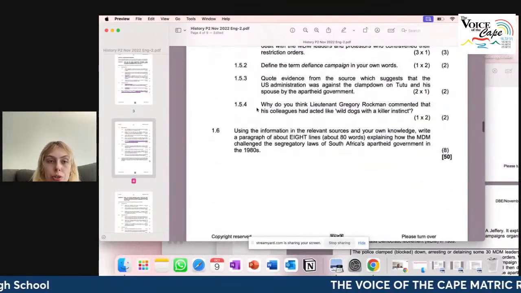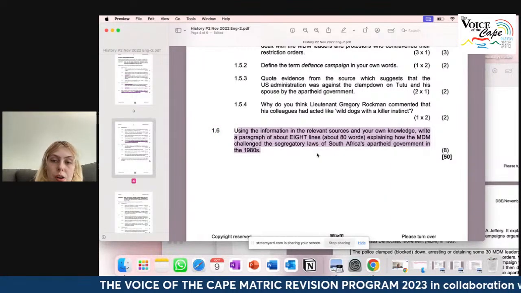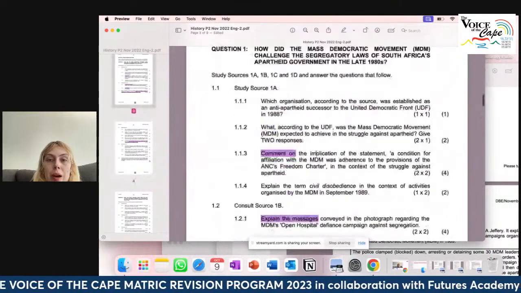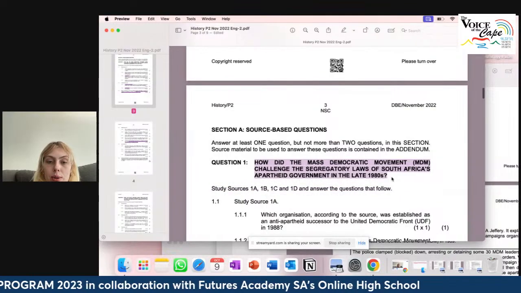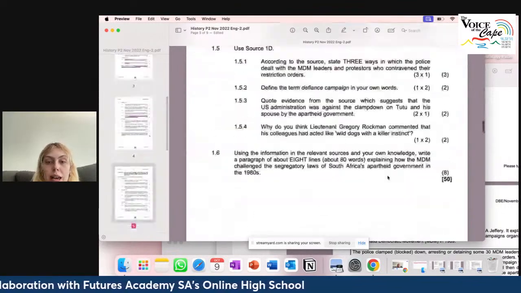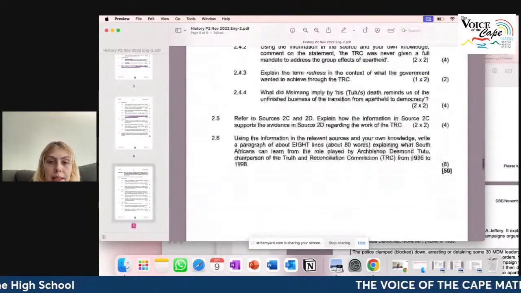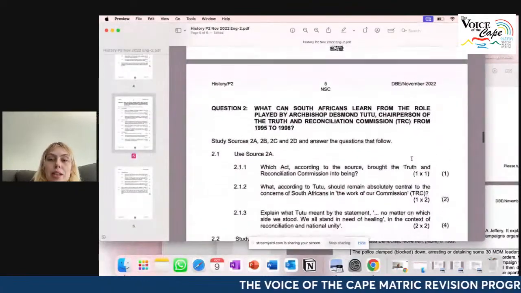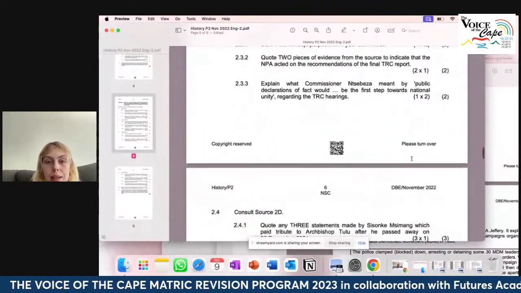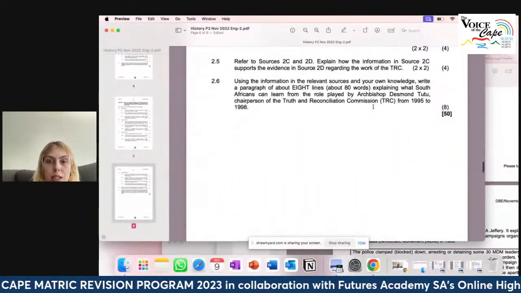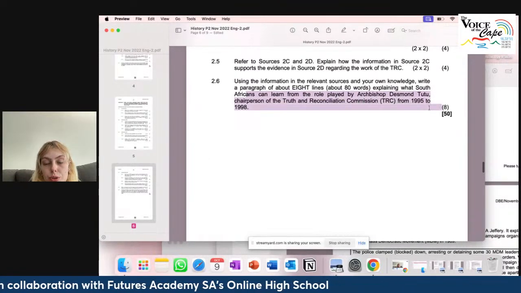So before we switch to the essay question, which is what I really want to get into, I just want to take note of the paragraph question again. Remember that your paragraph question is the same as this question: How did the MDN challenge the segregatory laws of South Africa's apartheid government? Similarly, here, the question is on how South Africans can learn from the role played by Archbishop Desmond Tutu. And here, your paragraph question is, explain what South Africans can learn from the role played by Archbishop Desmond Tutu.